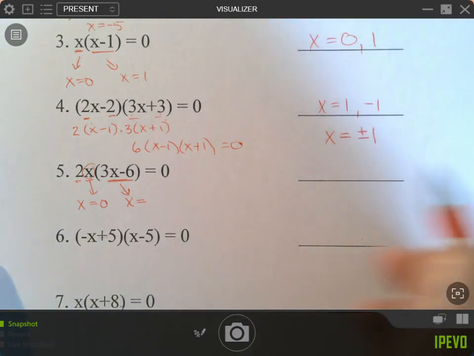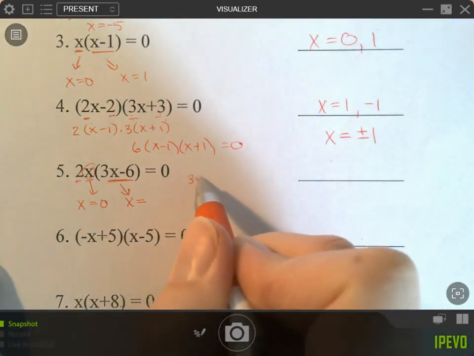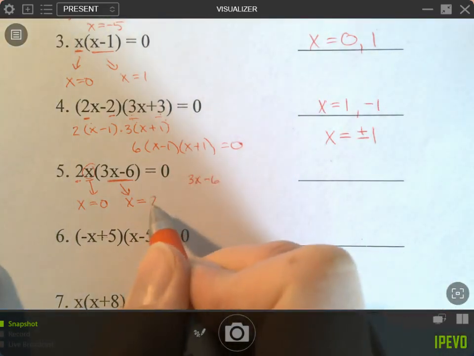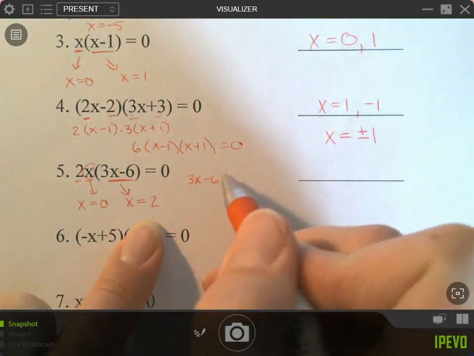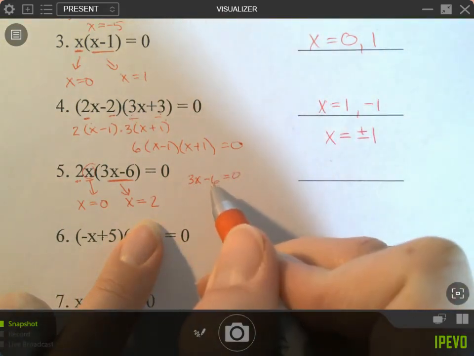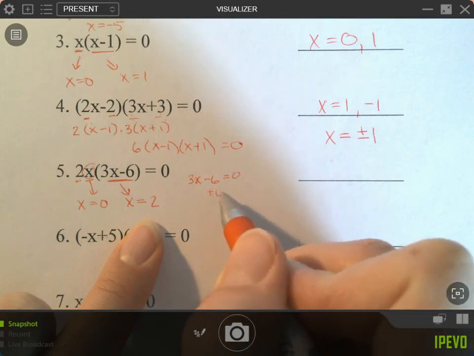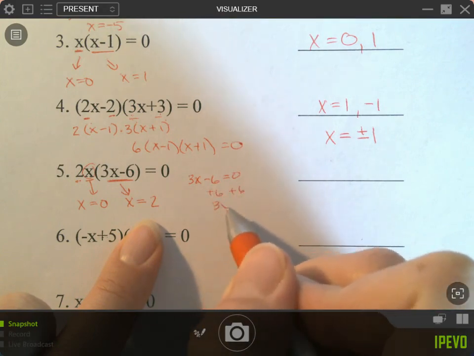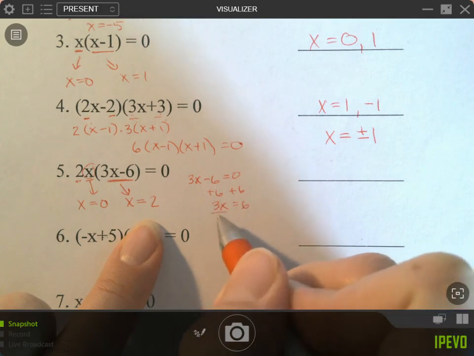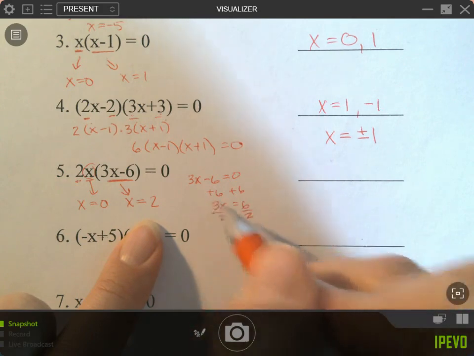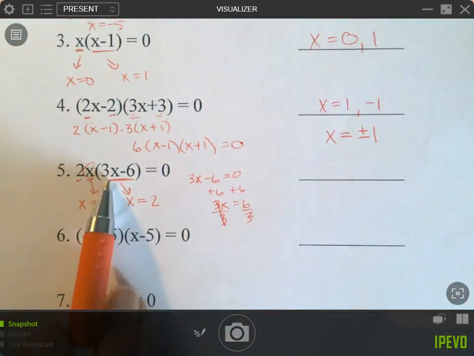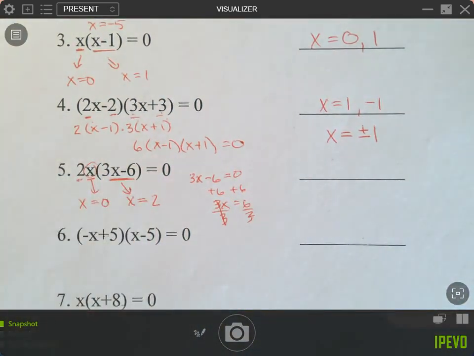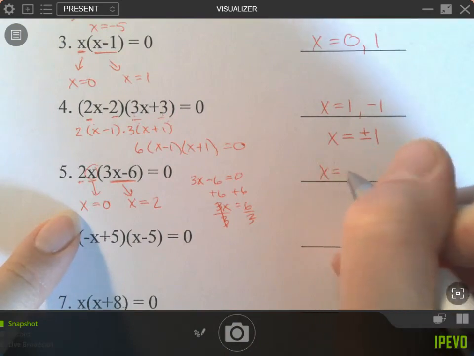Where'd you get that from? Well, 6 and then the 3. All right, so you were right with the positive 2. What we're really doing is we're taking 3x minus 6 setting equal to 0. You would add the 6 over to solve it, and you would get 3x equals 6 and then divide both sides by 3 to get 2. Now some of you could see it: 3 times 2 is 6, 6 minus 6 is 0. So these are my 2 answers.